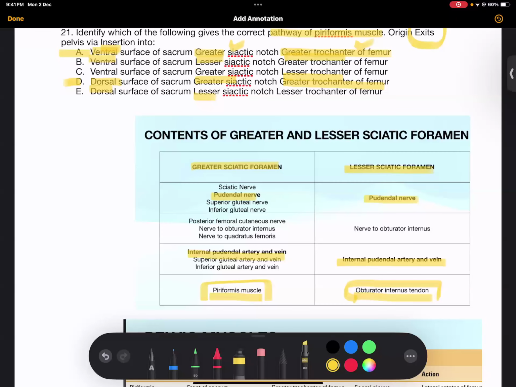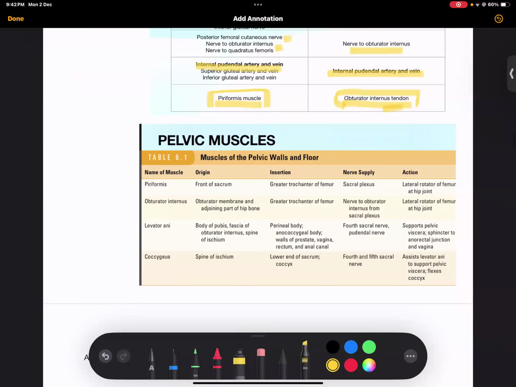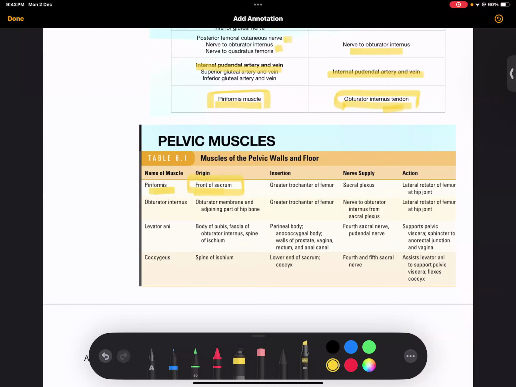Okay, so the rest of all the nerves, those nerves which have to go to the gluteal region, will be exiting from the greater sciatic foramen. So sciatic nerve, superior gluteal, inferior gluteal, femoral cutaneous, nerve to obturator internus, quadratus femoris, superior gluteal artery, and inferior gluteal artery. In the lesser sciatic, only the pudendal vessels and the nerve to obturator internus, because the muscle is here. So this is a very important table. And if you see this pelvic muscle, the origin of piriformis is the front of sacrum, which means the ventral surface. Inserted on the greater trochanter of femur, supplied by the sacral plexus, and it is a lateral rotator of femur.